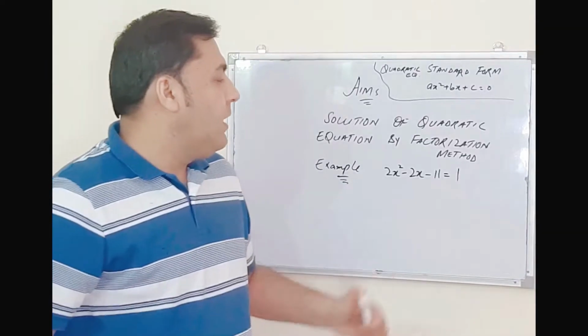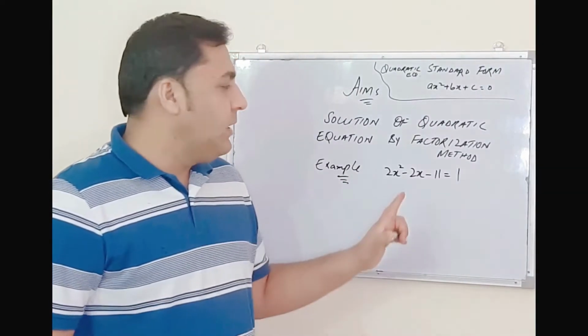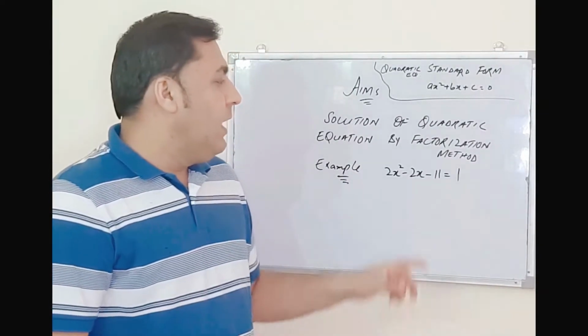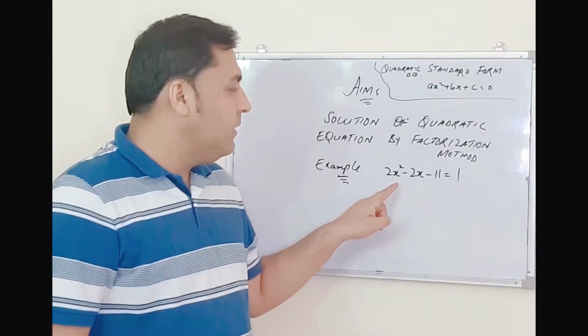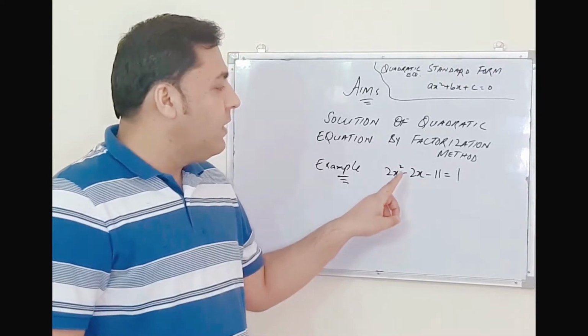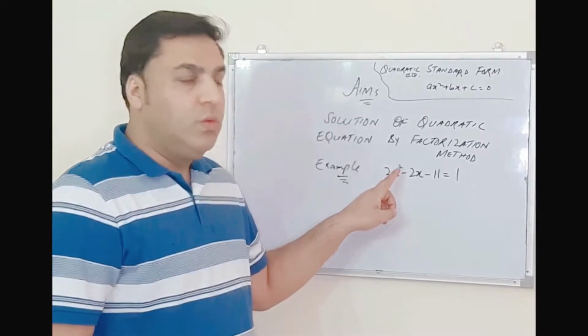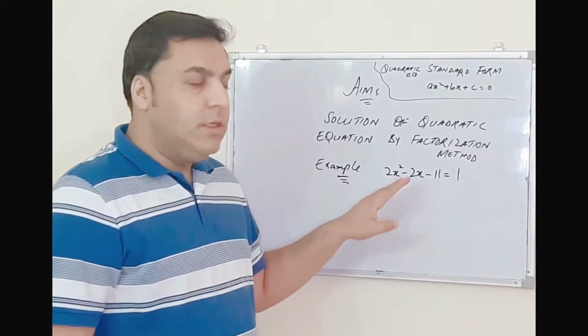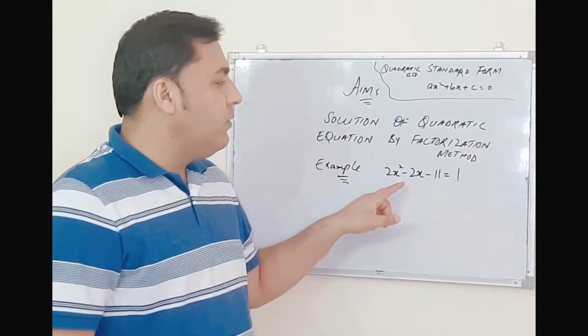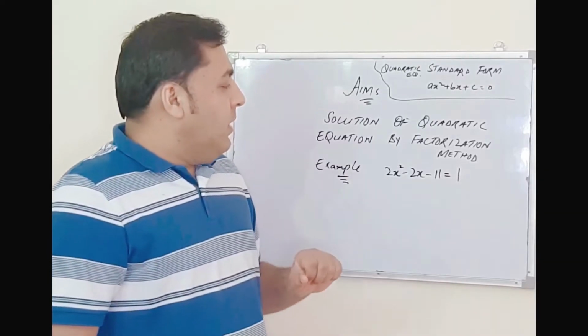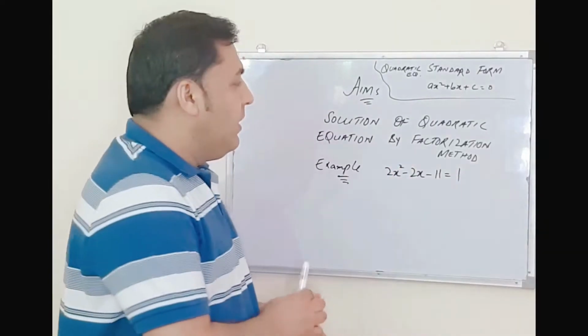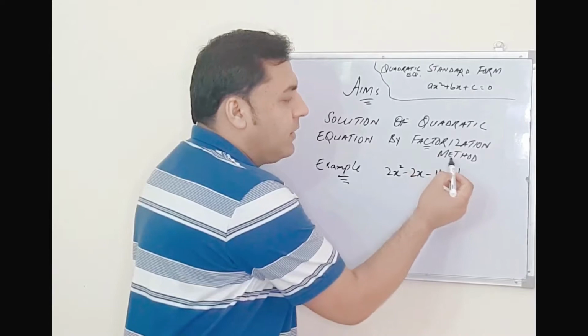Okay, first of all, let us look at the equation. What kind of equation is it? You see here the variable involved is x, and the highest power of the variable is 2. So this is a degree 2 equation. Degree 2 equation means quadratic equation, and we will solve it first by the factorization method.